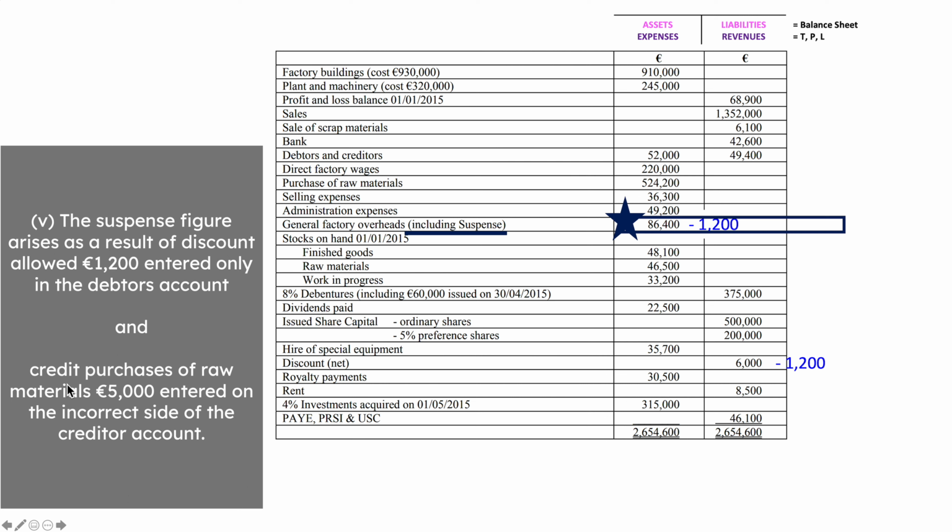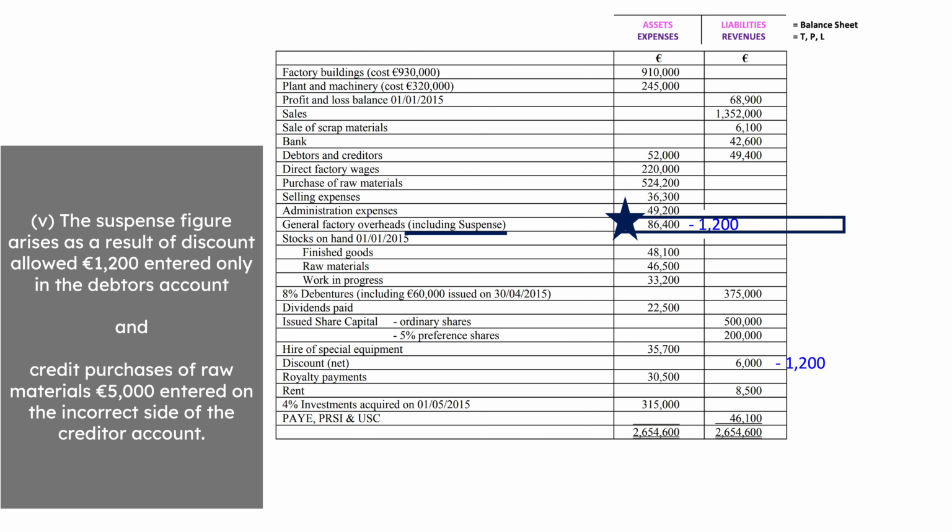What I have to do then as well is go to credit purchases of raw materials 5,000 entered on the incorrect side of the creditor account. So if I purchased goods on credit from a creditor, I credit the creditor account. That's what I have to do. But that's not what happened. What happened by mistake was that the creditor account was debited. So what should have happened, in green pen, is we would credit the creditor account 5,000 euro. What happened by mistake is that we debited the creditor 5,000 euro. That's what the bookkeeper did by mistake.